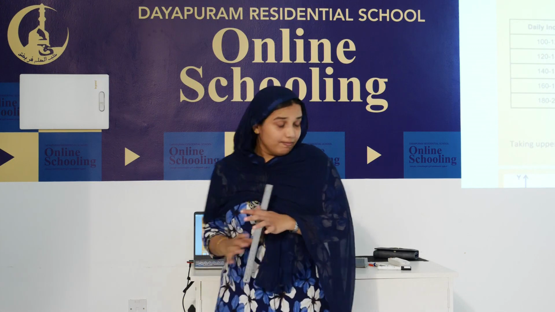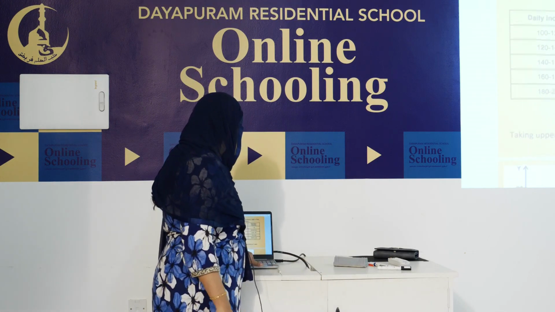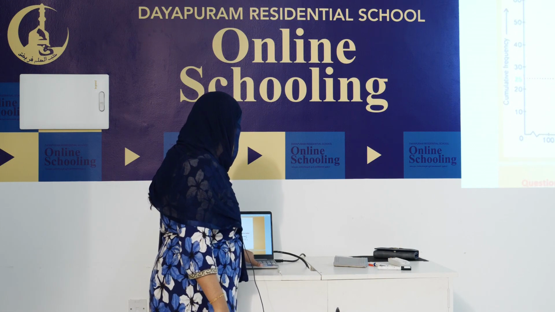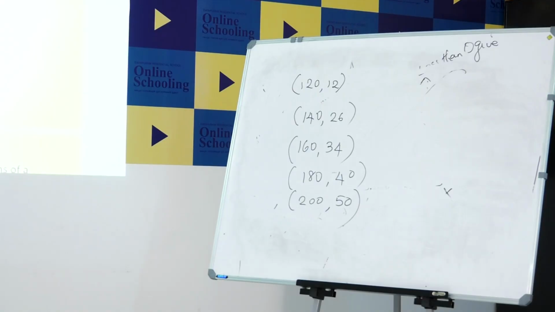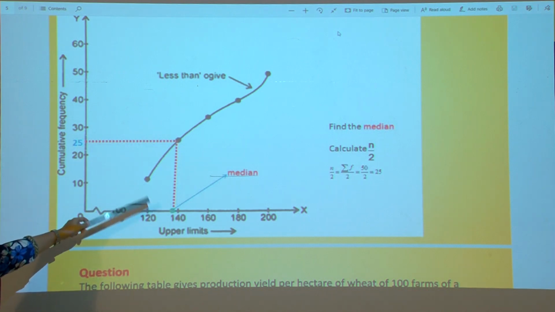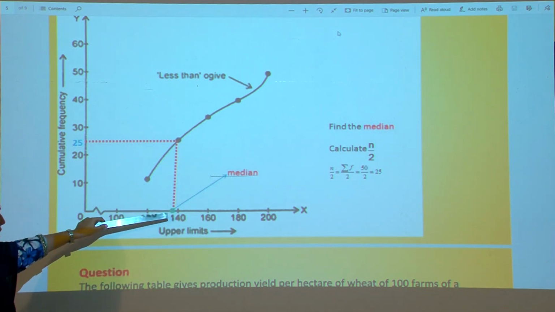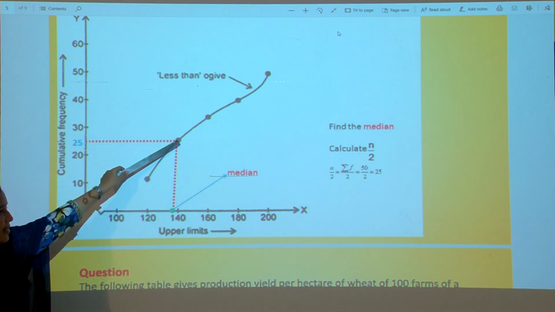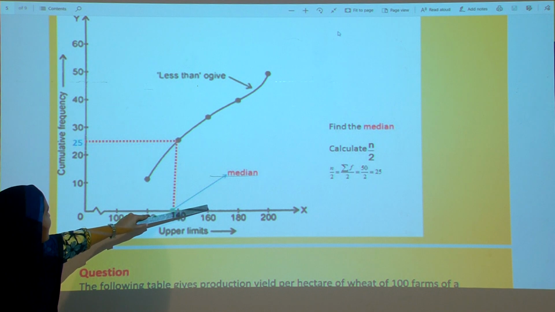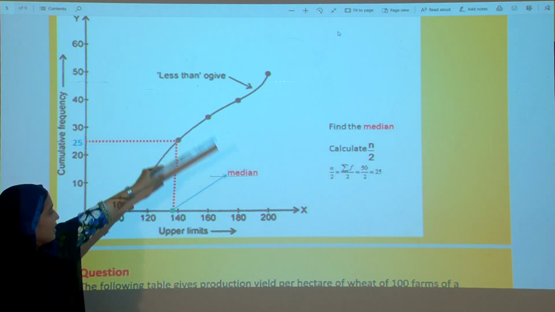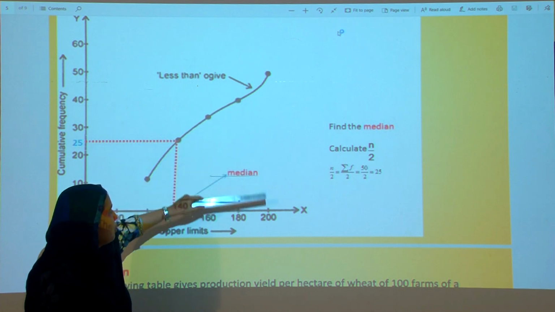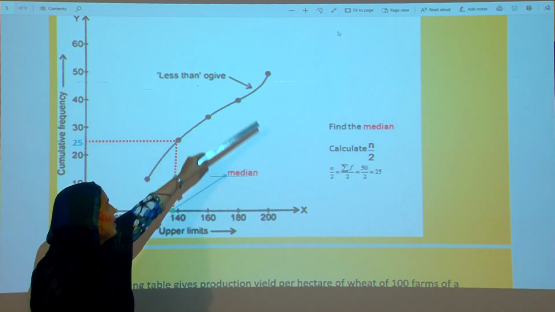We get a graph like this. That is 120, 12, our point is this one. Next is 140, 26. Next point is 160, 34. And the fourth point is 180, 40, this point. And also the last point, 200, 50.